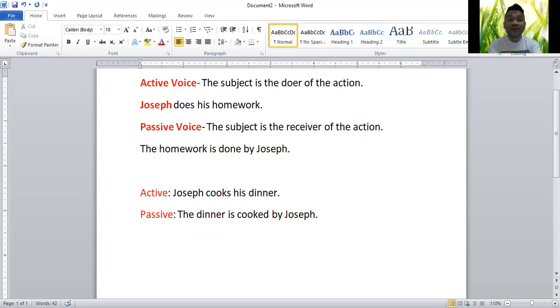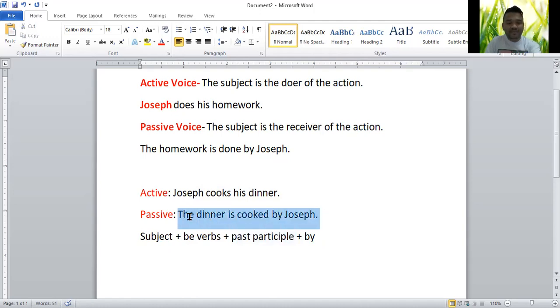Now, I'm going to give you the formula in constructing a passive sentence. It's very easy, so you have to follow the formula. We have here subject plus the be verb. Remember last time our topic about be verbs? Plus past participle, and then you can have the word by. So again: subject, the be verbs, past participle, and by.